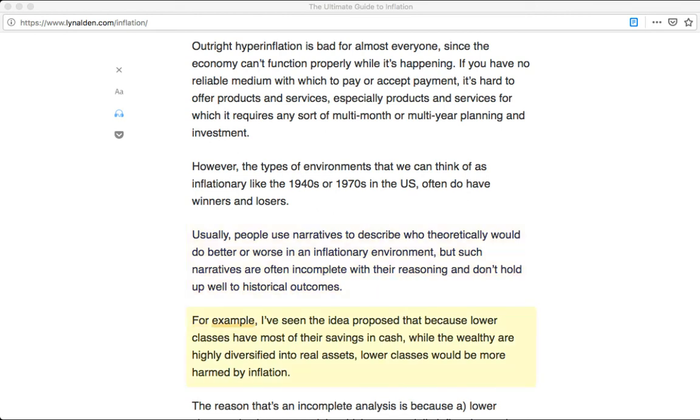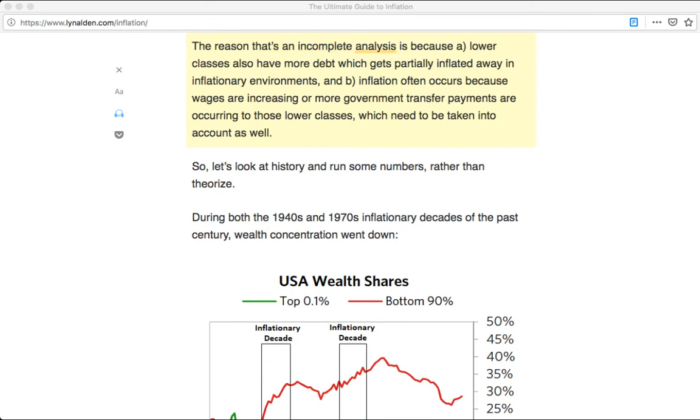For example, I've seen the idea proposed that because lower classes have most of their savings in cash, while the wealthy are highly diversified into real assets, lower classes would be more harmed by inflation. The reason that's an incomplete analysis is because lower classes also have more debt, which gets partially inflated away in inflationary environments, and inflation often occurs because wages are increasing or more government transfer payments are occurring to those lower classes, which need to be taken into account as well. So, let's look at history and run some numbers, rather than theorize.